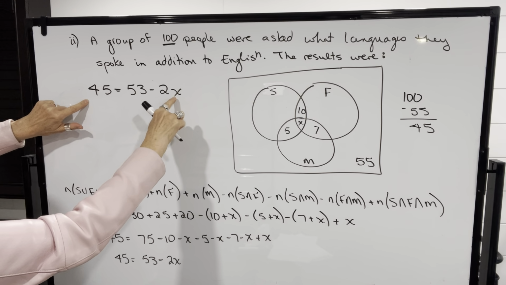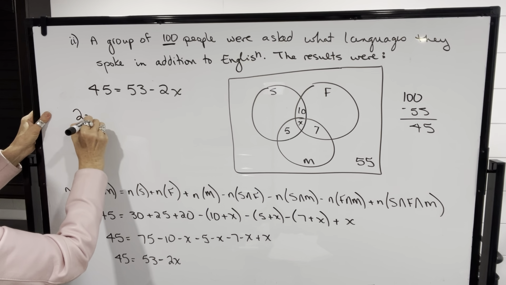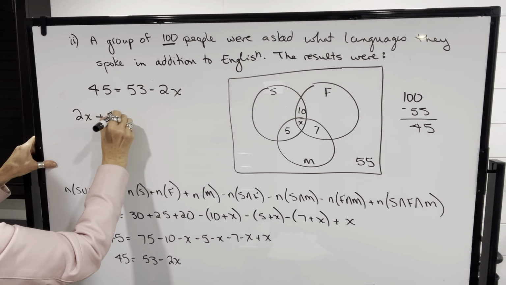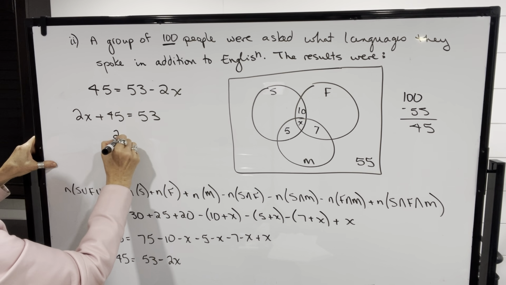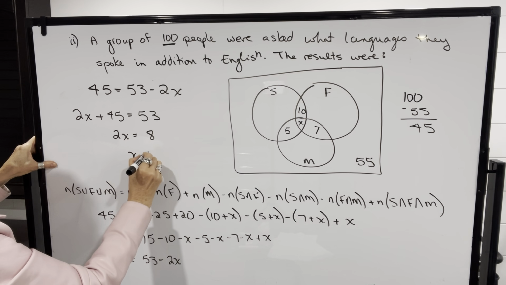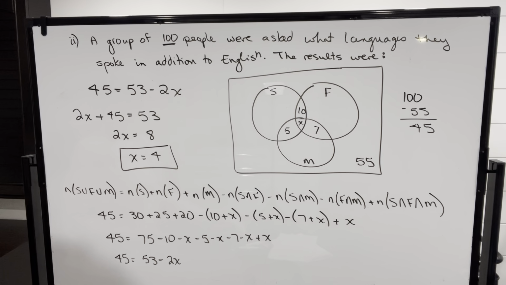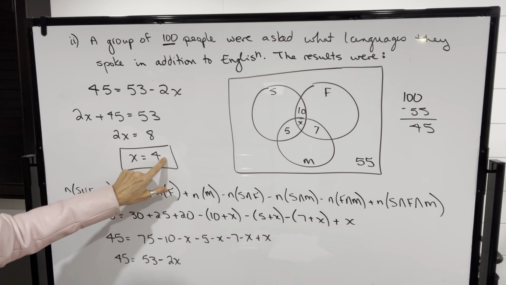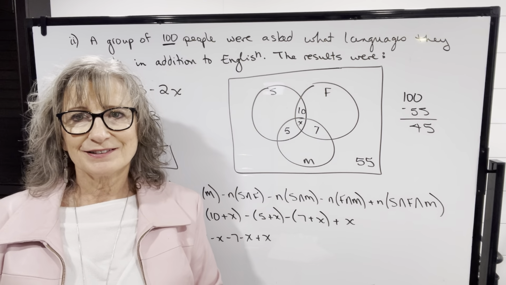In order to solve that, I'm going to move the 2X to this side so it's positive. So I'm going to add 2X to both sides. Then I'm going to subtract 45 from both sides. And then I'm going to divide by 2. So we know that there must be 4 people that speak all 3 languages.